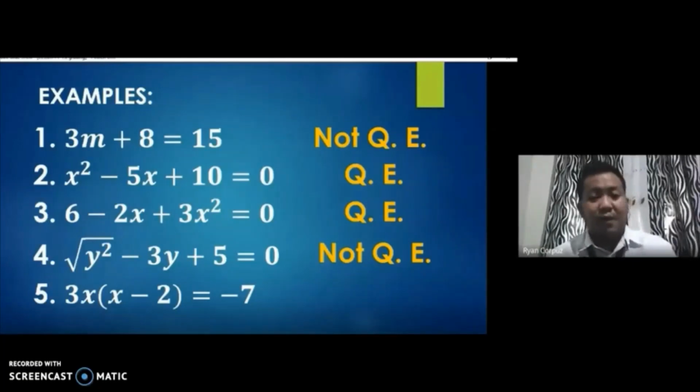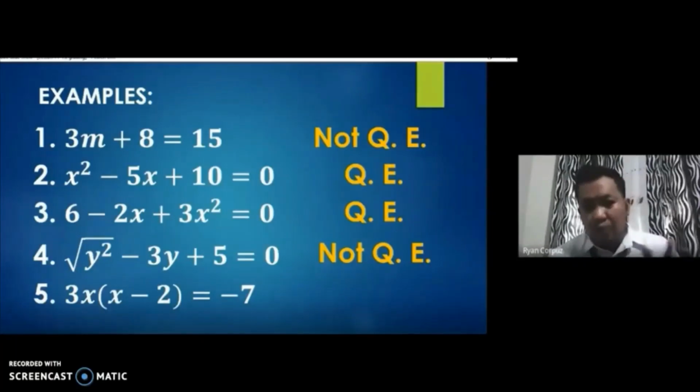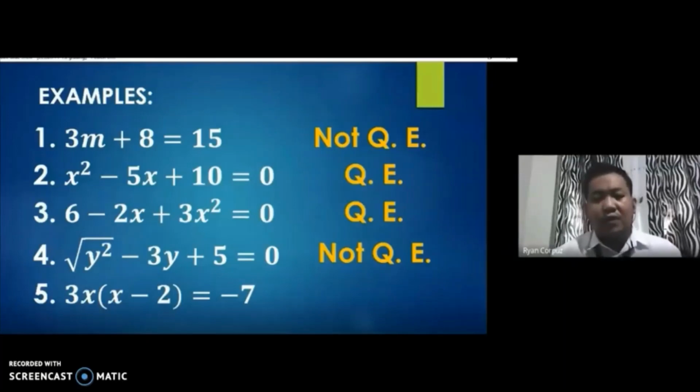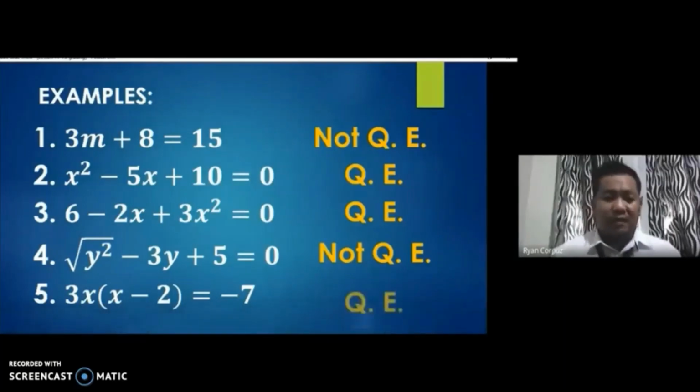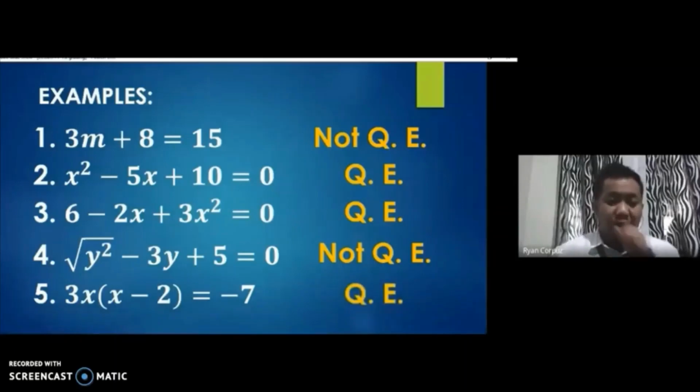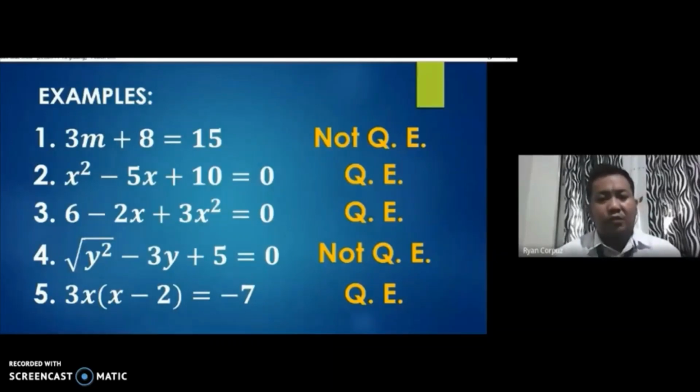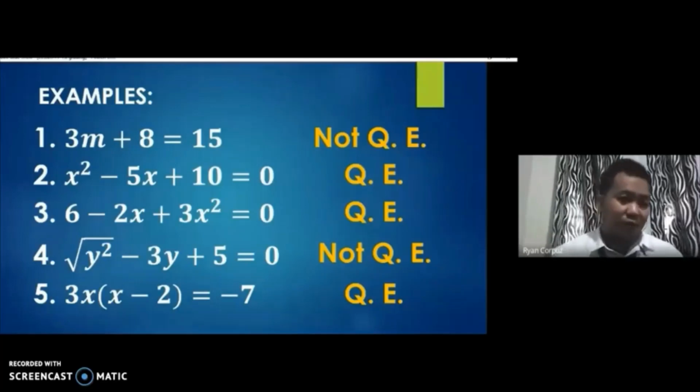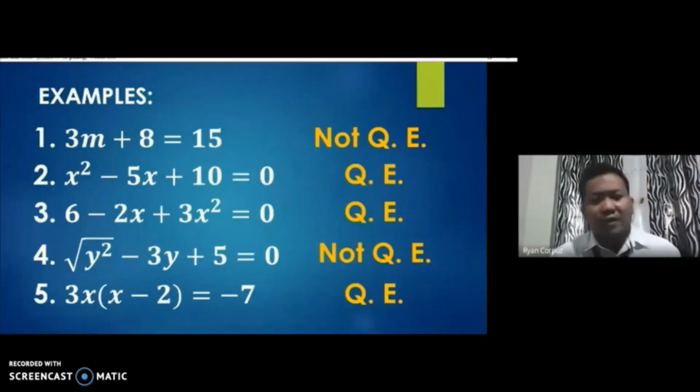3x multiplied by x will come up with 3x squared. So, right away, you'll find out that a given equation is a quadratic equation. Those are the examples wherein we are asked to determine if a given equation is a quadratic equation or not. Quadratic equations can be solved in different methods.